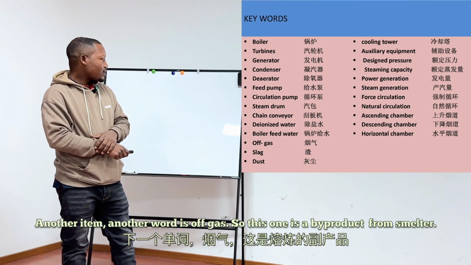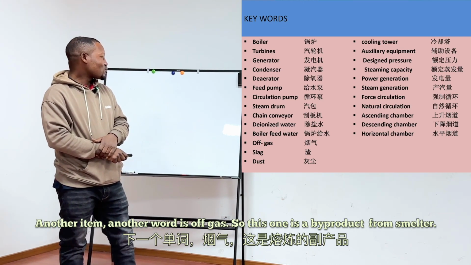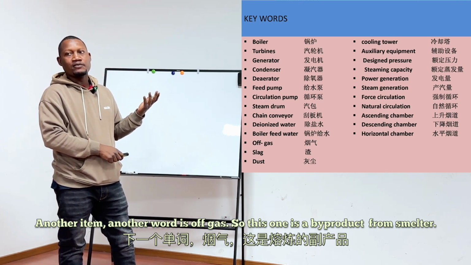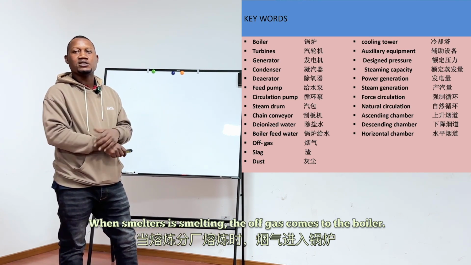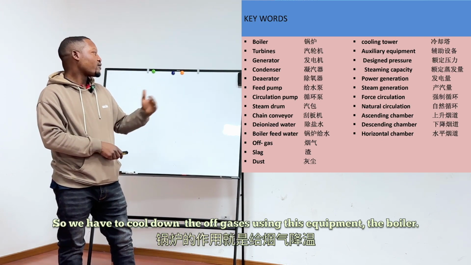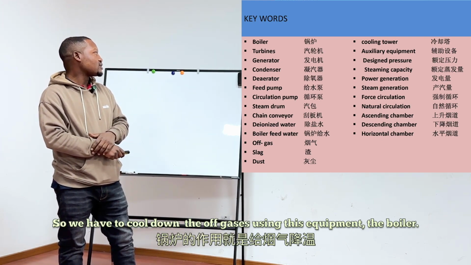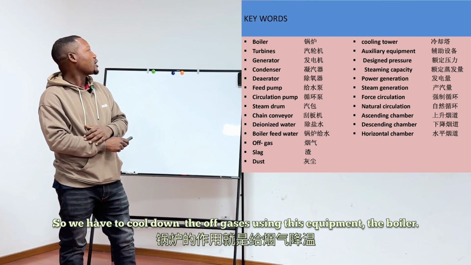Another word is off gas. This one is a byproduct from the smelter. When the smelter is smelting, the off gas comes to the boiler. So we have to cool down the off gases using this equipment, the boiler.